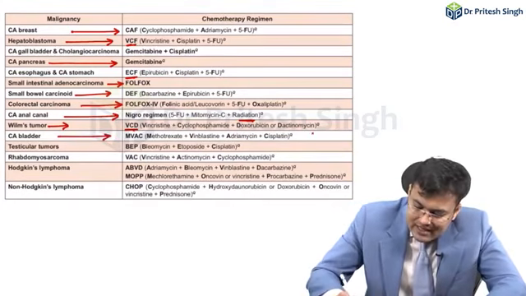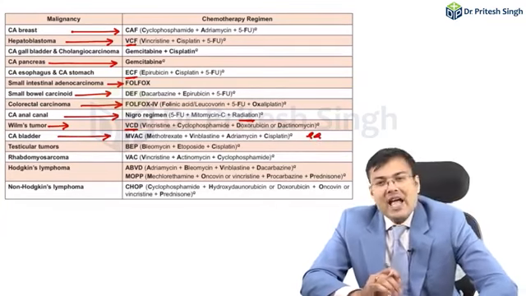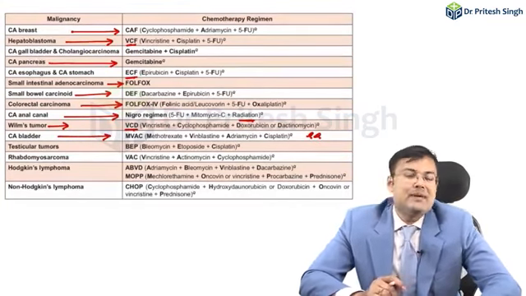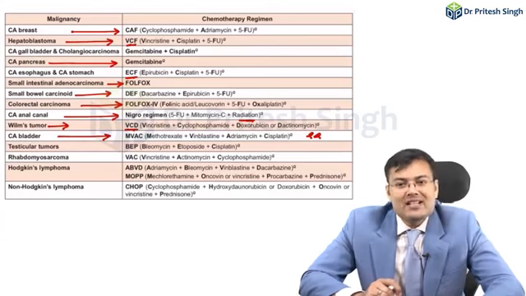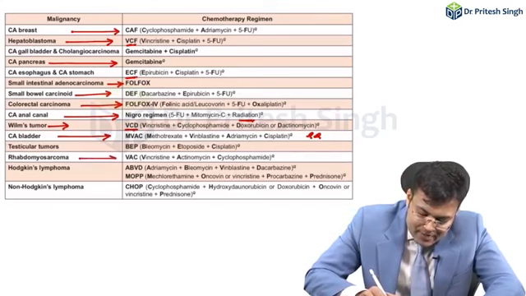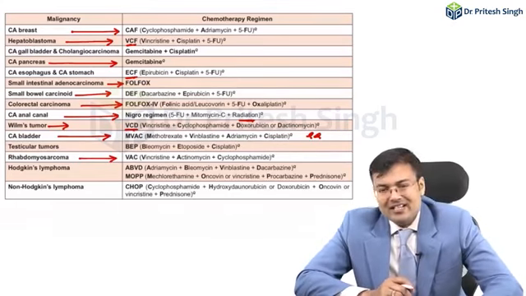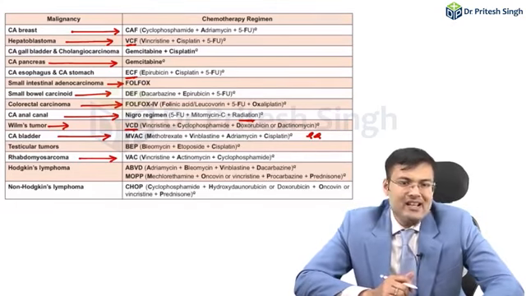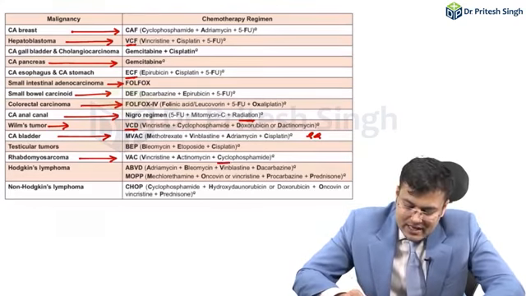Carcinoma bladder, this was asked in a latest exam. We give MVAC regimen. MVAC means methotrexate, vinblastine, adriamycin and cisplatin. For rhabdomyosarcoma, VAC regimen. VAC means vincristine, adriamycin and C means cyclophosphamide.